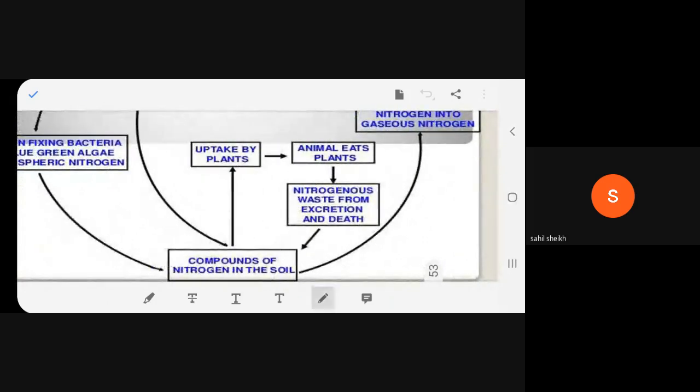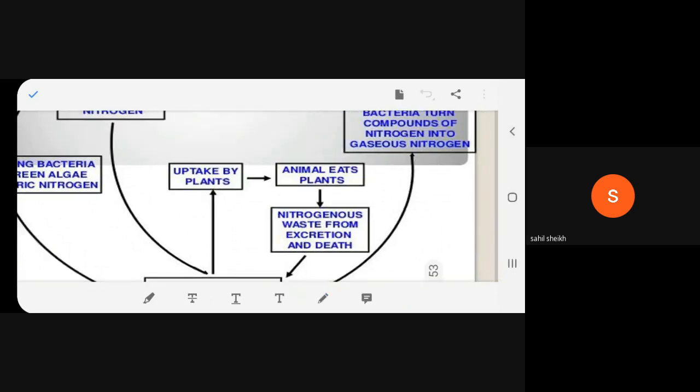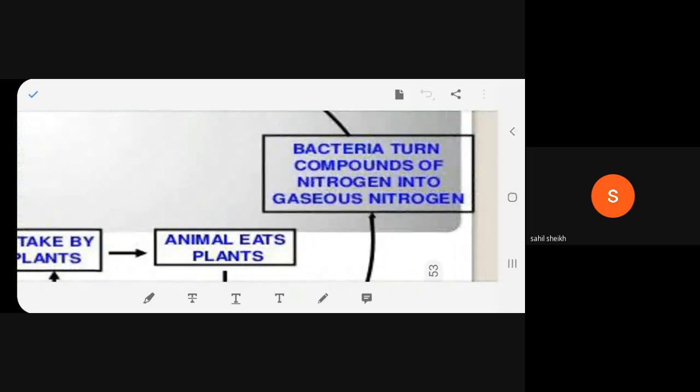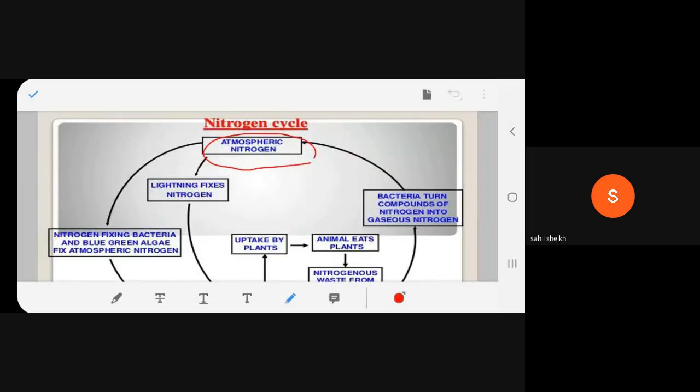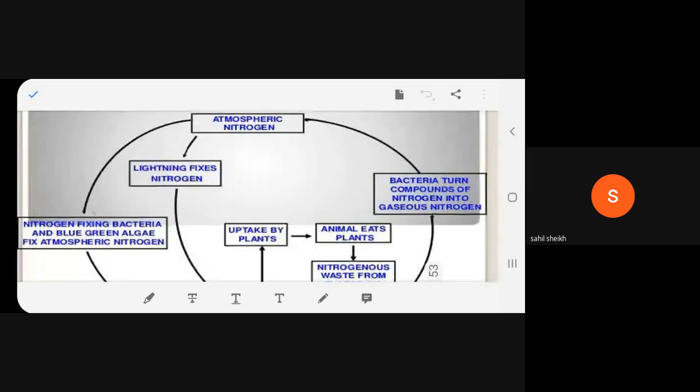Now, there are certain bacteria in the soil. What are they doing? Bacteria are turning compounds of nitrogen into nitrogen gas, and then it goes back to the air. Where does it go back? It goes back to the atmosphere, the environment. Is this clear, all of you? Now, can any of you explain a little bit about the nitrogen cycle?